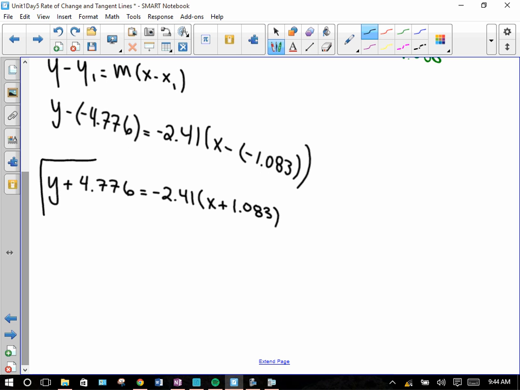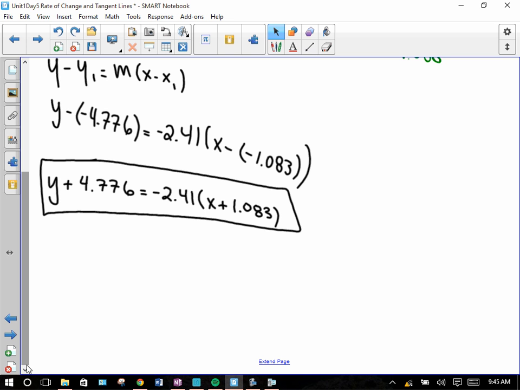And that is the tangent line. We would think, hang on. Questions about that?